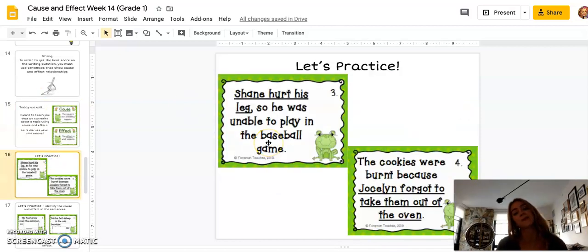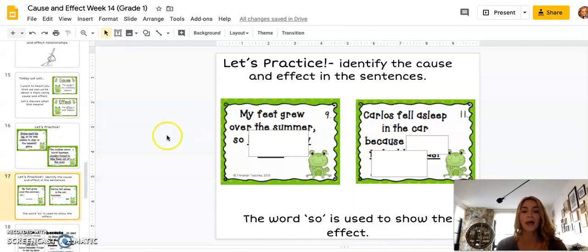Let's practice. Shane hurt his leg, so he was unable to play the baseball game. The next one. The cookies were burnt because Jocelyn forgot to take them out of the oven. So we have the cause and then the effect. Let's practice and identify the cause and the effect.